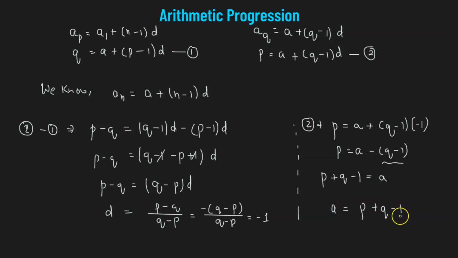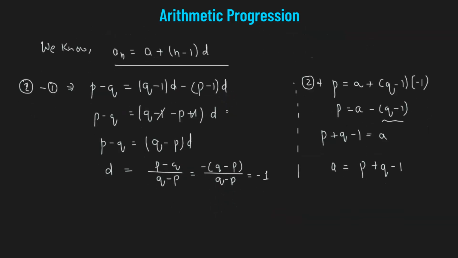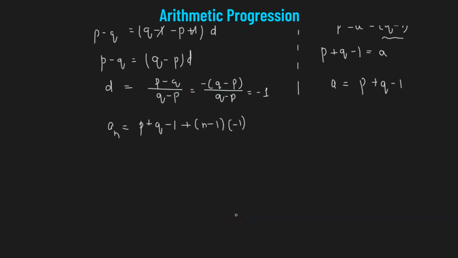So we have also obtained the value of the first term in terms of p and q, that's p plus q minus 1. And now that we have the value of the common difference and the value of the first term, we'll replace these in the nth term, such that the nth term is given by, in place of a, p plus q minus 1 plus n minus 1 times the common difference, which is negative 1. Let's simplify this. It's going to give us p plus q minus 1. Negative 1 multiplied by n minus 1 will be negative n plus 1. The negative 1 and positive 1 cancel out, and this gives us the value p plus q minus n.